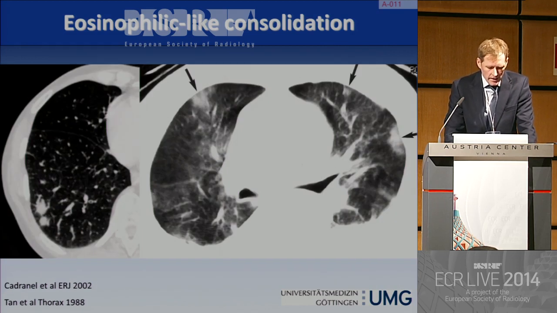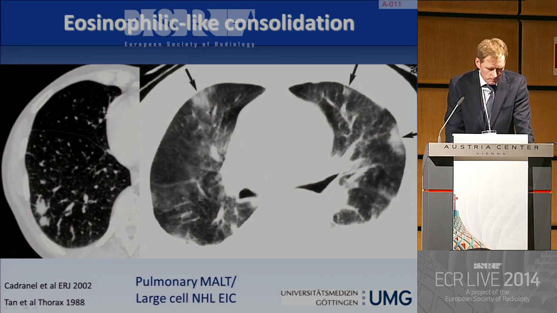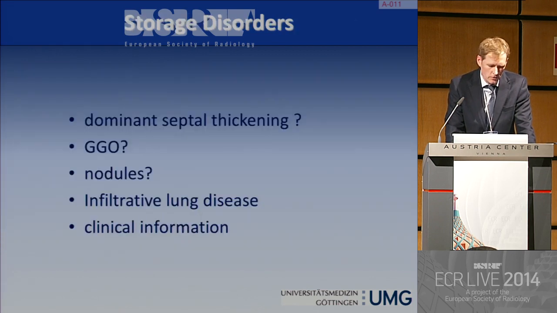And again, with a similar appearance, we should always look at whether the patient could have neoplasia of the lung or secondary neoplasia within the lung with lymphoma when you have these either vasobronchocentric or pleurally based consolidation areas. The left patient was a pulmonary MALT lymphoma and the right patient was a large cell NHL with EIC, so extensive intravascular component.